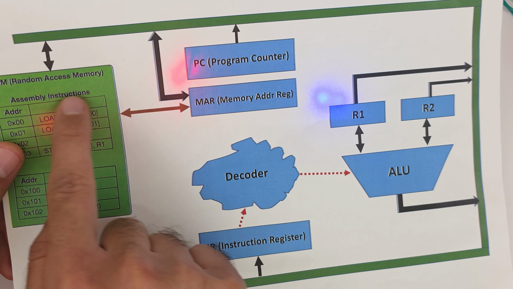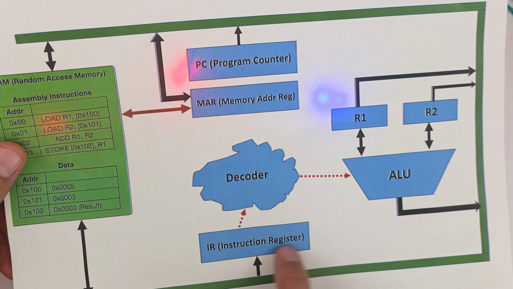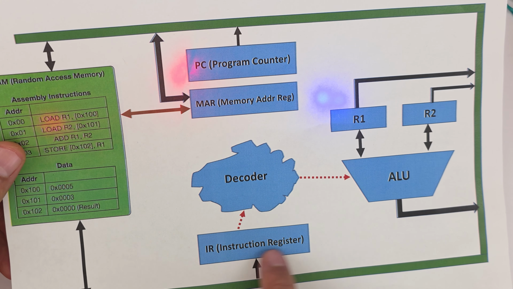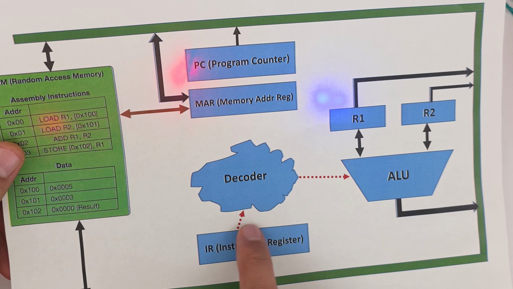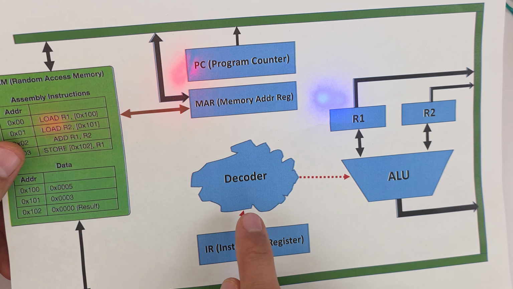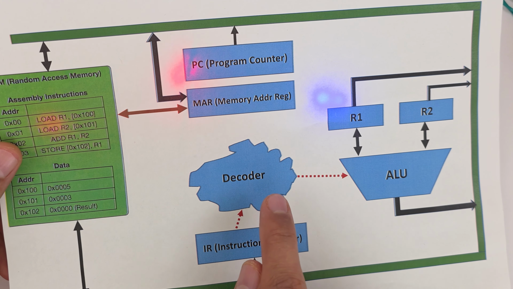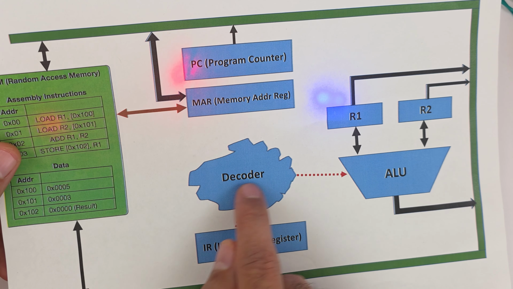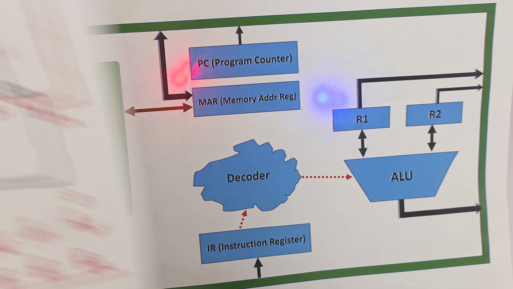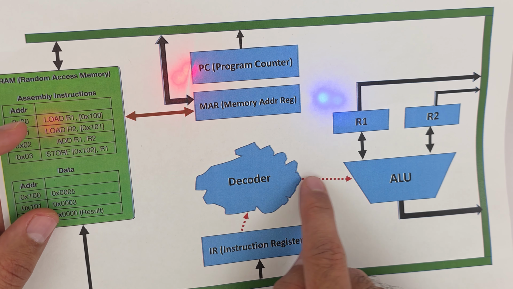Because the instruction will be moved from the RAM through the bus here to the IR, and the IR will do some decoding, and the value of the output here will go to the decoder, and the decoder will look at the value, and it will understand if it is a subtraction or if it is addition. And from that, if it is addition, the decoder or the control unit will send 0 here to this pin of the ALU. And if it is a subtraction, it will send 1 to this pin.